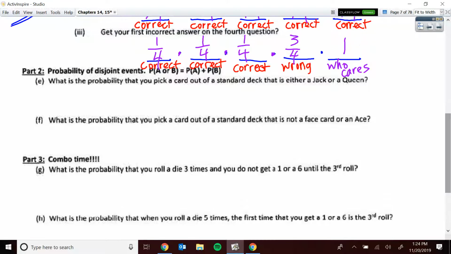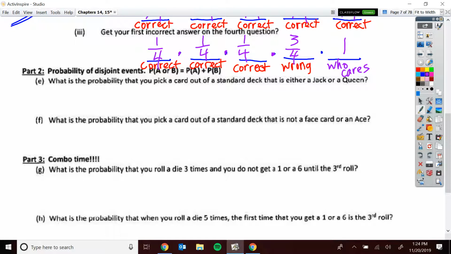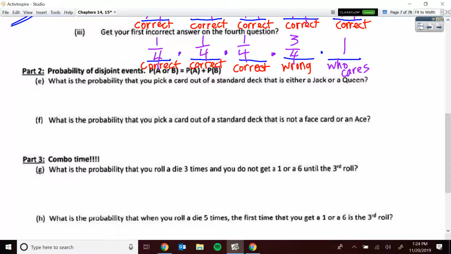Part 2 is going to be talking about this new word, or. And we're going to have disjoint events. What does disjoint events mean? I'm asking about a jack or a queen. Why is a jack and a queen considered disjoint? You can't be both at the same time. You're a jack or a queen. You're not both. Okay, so we have disjoint events.